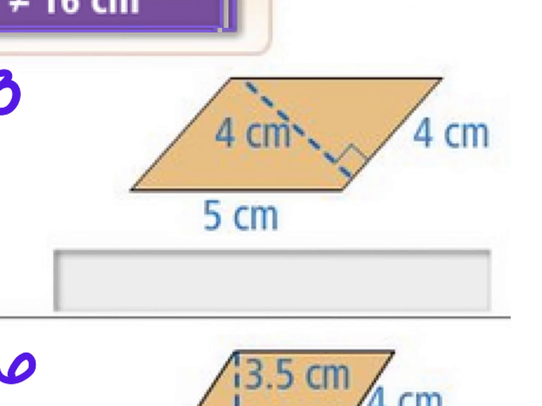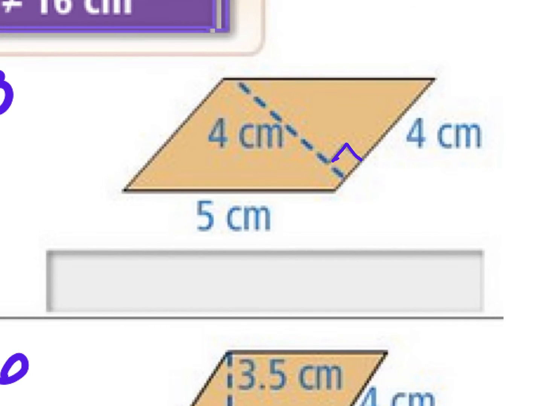If we look at number 3, what did we say the base and the height have to do? They have to form a right angle. So right here is where that right angle symbol is drawn in. What 2 pieces does that connect? It connects this piece and this piece. 4 times 4 is 16 centimeters squared.